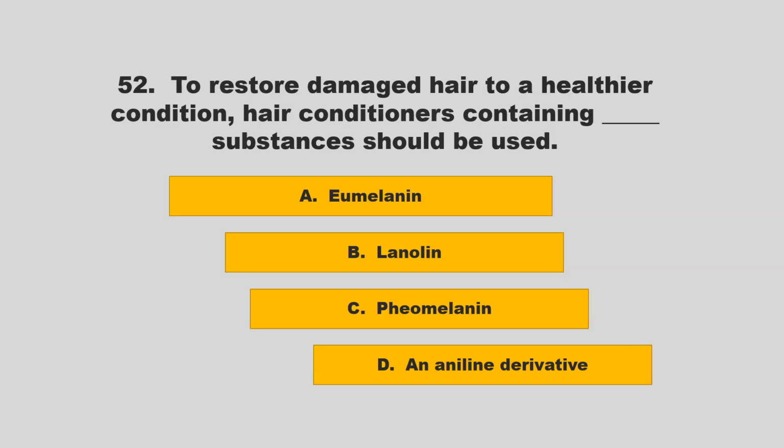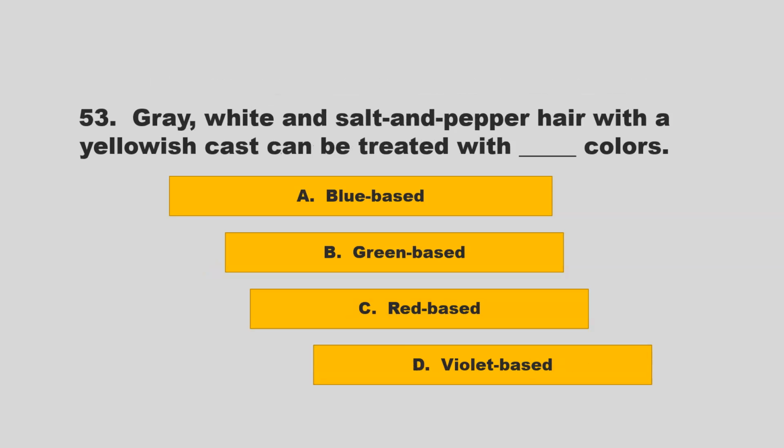To restore damaged hair to a healthier condition, hair conditioners containing blank substances should be used. Is it eumelanin, lanolin, pheomelanin, or an aniline derivative? If you chose B, lanolin, you are correct.